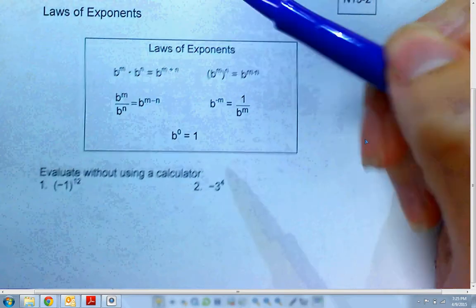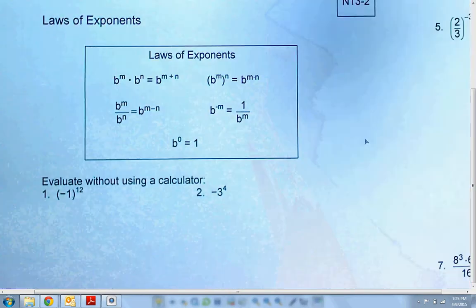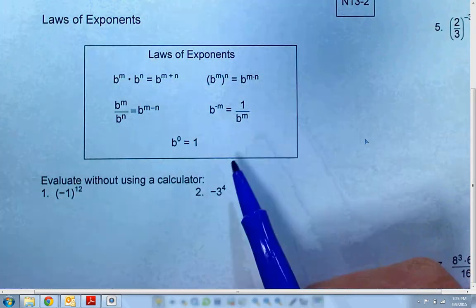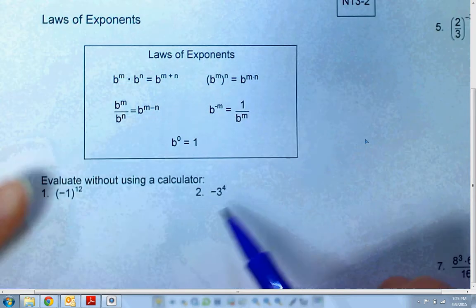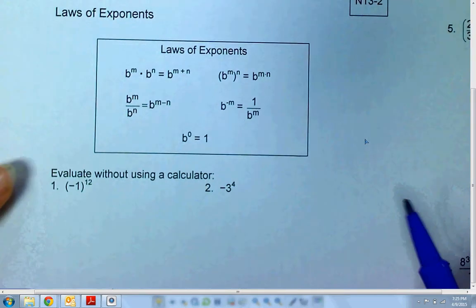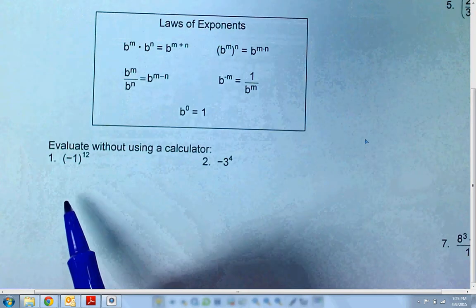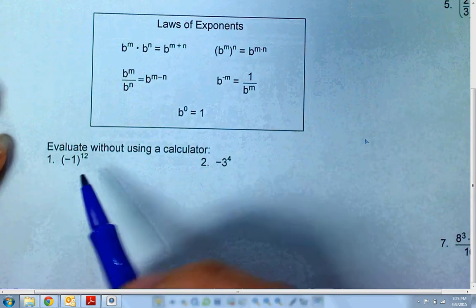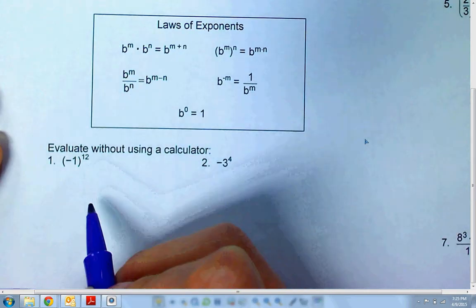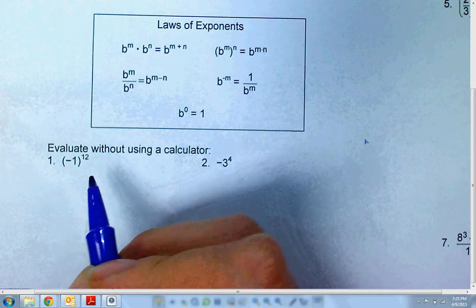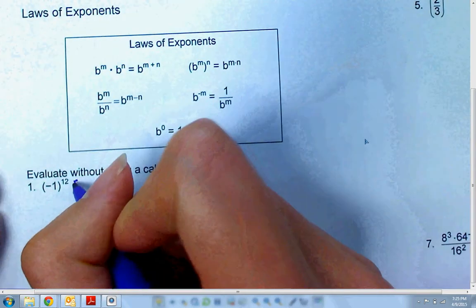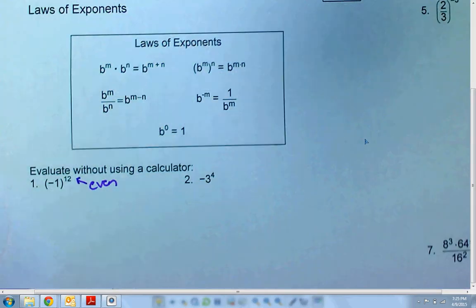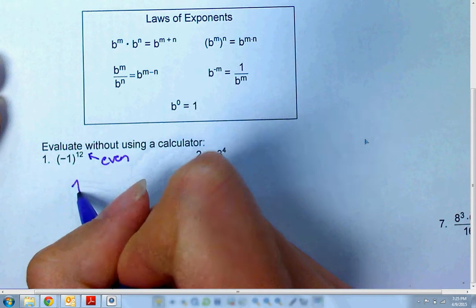Today we're going to continue with the lesson that we did yesterday on laws of exponents. So we're going to be using the same 5 basic rules, but now applying them to expressions without variables, so just numbers. For number 1, we know that 1 to any power is just 1, and the negative is inside the parentheses, so it's negative 1 to the 12th power. Because this is an even exponent, that's going to get rid of the negative and leave us with just 1.